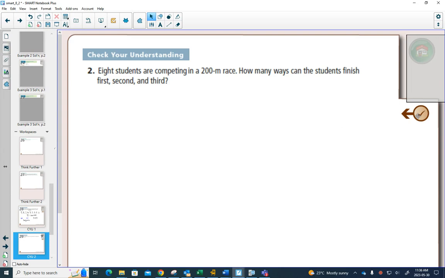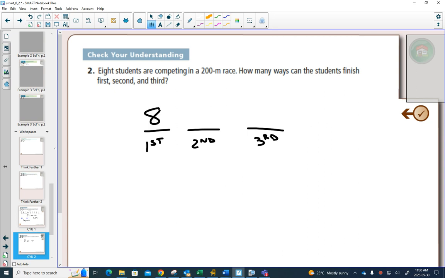If there are 8 students competing in a 200-meter race, how many ways can they finish first, second, and third? Well, you would have how many spaces? 3 decisions to make. We have to decide who comes in first, who comes in second, and who comes in third. But how many people could come in first? 8. Right? Even though you probably say, oh, that person would never win that race. It's possible lightning hits all 7 other people and they win.